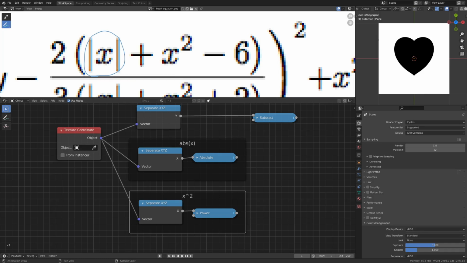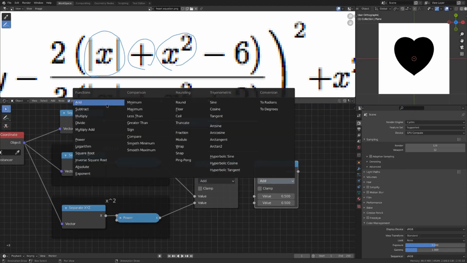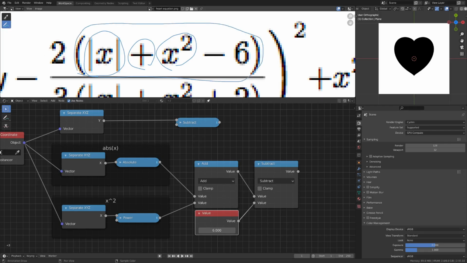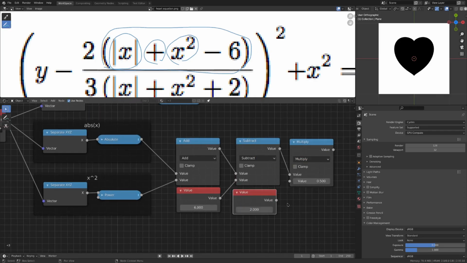We are going to add them to each other, so using a math node, we're going to add them here, and we just made this thing here, and subtract with 6. Oh yeah, we made this big part here, and we are going to multiply with 2. And we just made this part here. Wow, it's pretty fast, right?